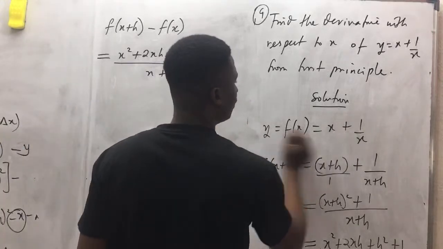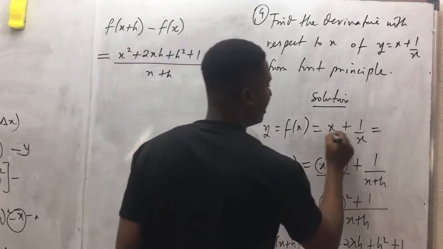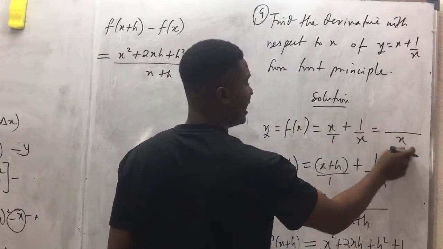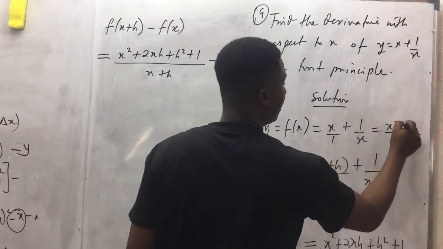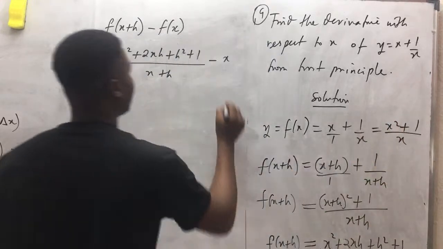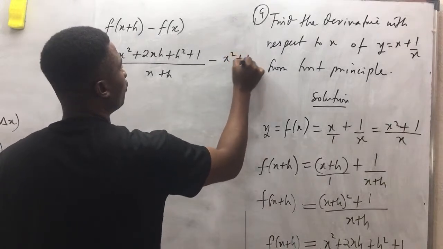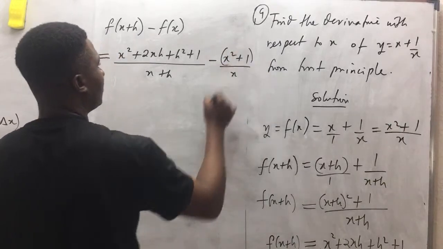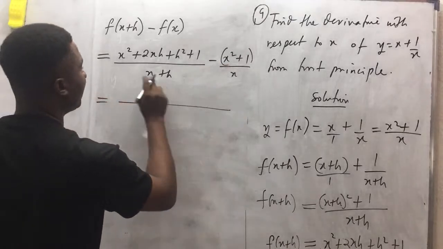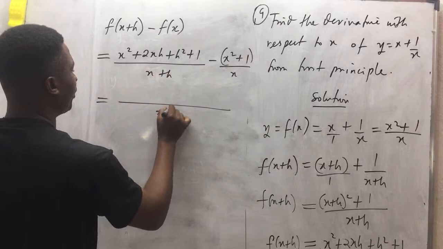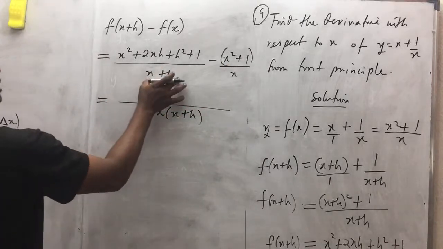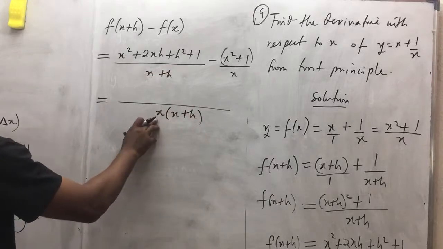Now please take note, we could just write this simply. The LCM of 1 and x is x, and 1 into x is x. X times x will give you x squared, plus x into x is 1, 1 times 1 is 1. So I'm going to write here x squared plus 1 over x. Okay? So now the LCM of x plus h and x will be the product of the two.